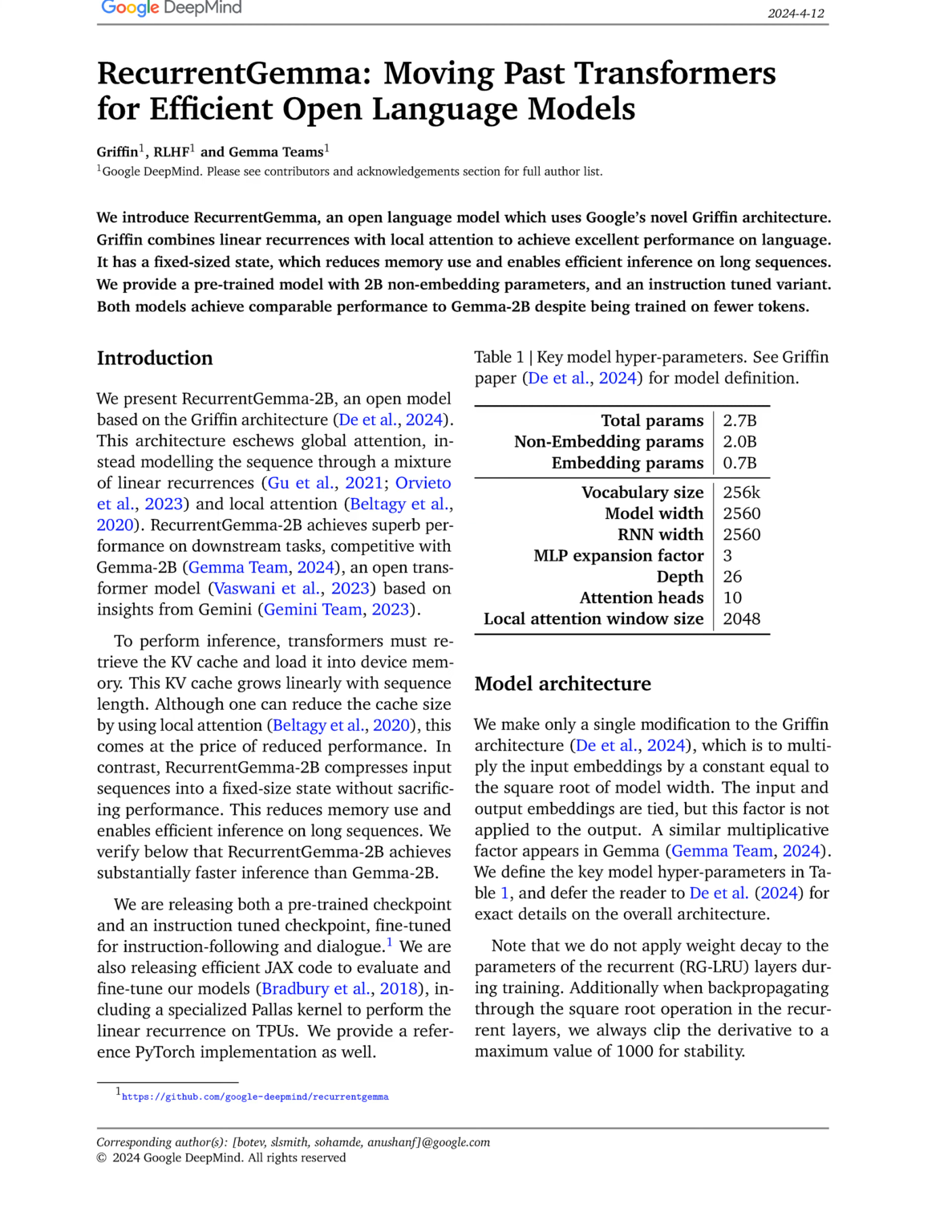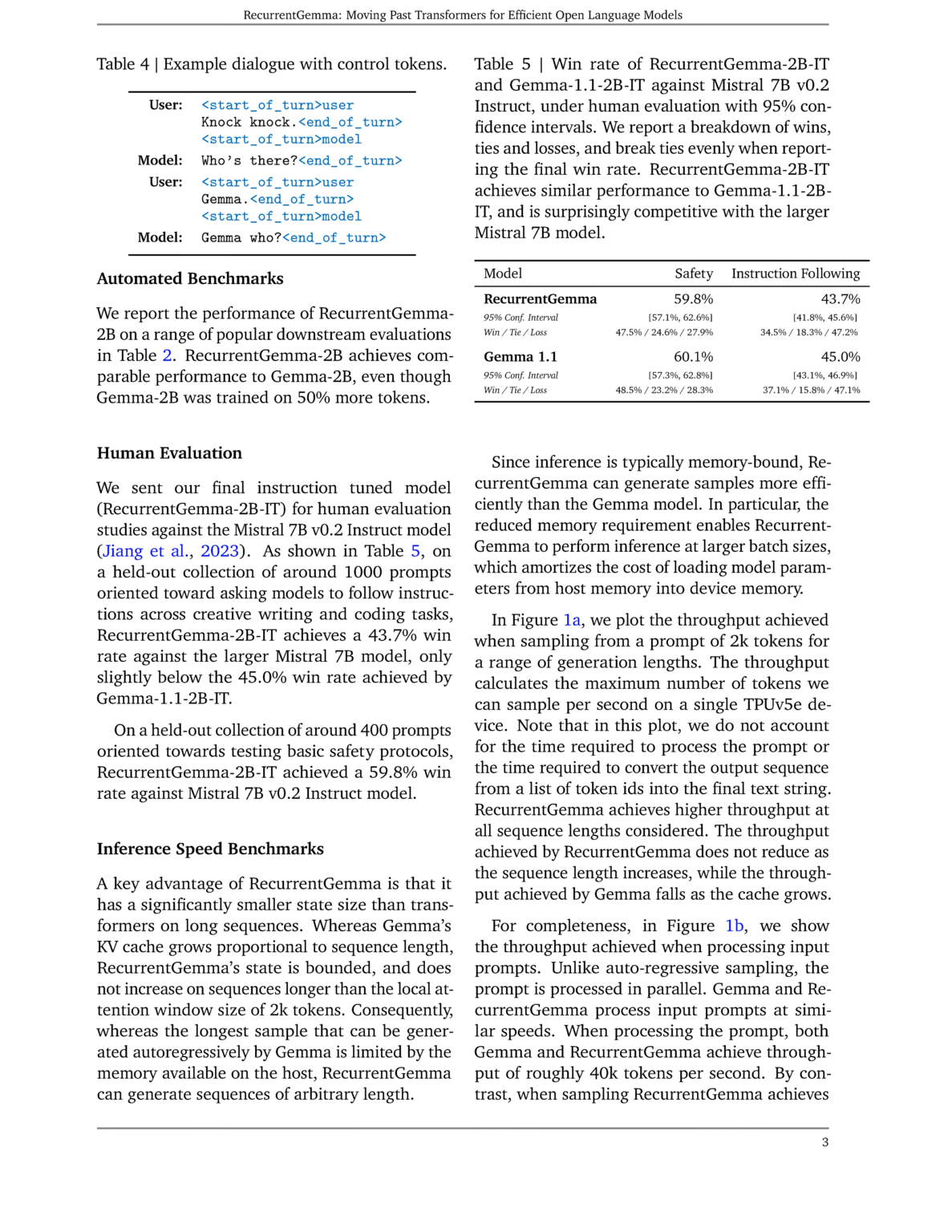The theoretical benefits of using RecurrentGemma2b over traditional transformer models like Gemma 2b include the ability of RecurrentGemma2b to compress input sequences into a fixed-size state without sacrificing performance. This feature reduces memory usage and enables efficient inference on long sequences. Unlike transformers, RecurrentGemma2b's state size remains bounded and does not increase with longer sequences, allowing it to generate sequences of arbitrary length efficiently.